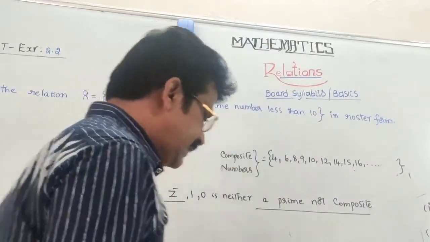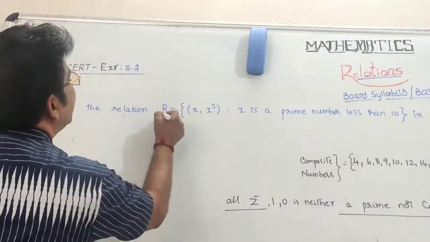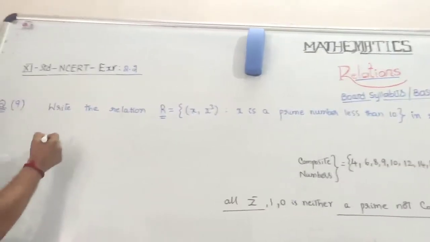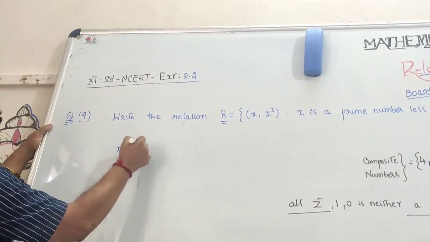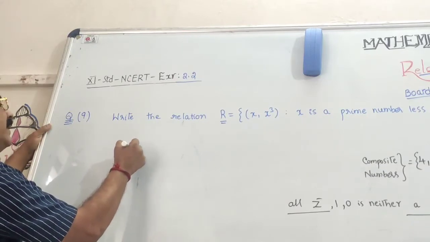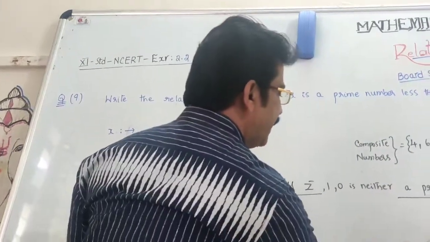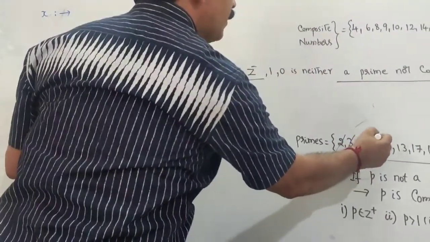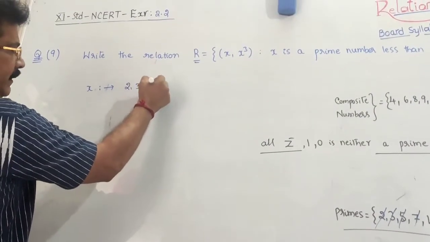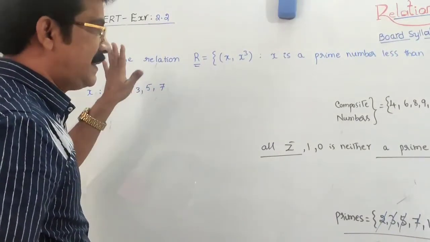Now let us come to our question. Write the relation capital R in the roster form. X is a prime number less than 10. So X is equal to the set of X, where X means prime number less than 10. Prime numbers less than 10: 2, 3, next 5, next 7. These are the prime numbers which are less than 10.